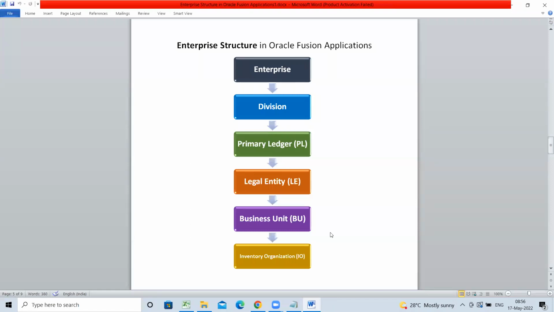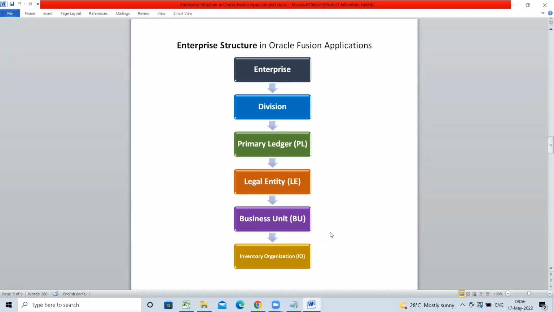So what is the enterprise structure in Fusion applications? At the top level we have the enterprise, where we can maintain the employee information. Under that we can have divisions. How many divisions we create depends totally on what you are taking as a division. If you take different verticals of business as divisions, as many verticals as we have, that many divisions we create. If you take geographies, accordingly you can create the divisions. At division level you cannot record any transactions.